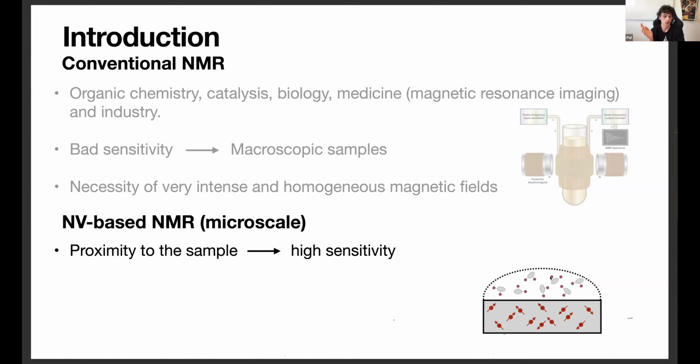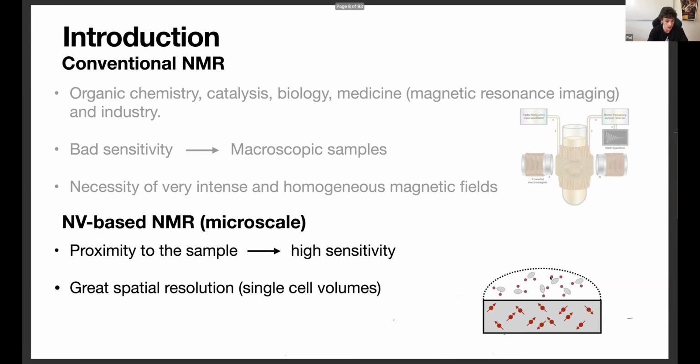So in other words, their proximity to the sample makes them very sensitive to the sample. So you can reduce a lot the volume that you want to study. Now, another trait of them is that they have great spatial resolution, meaning that you can distinguish up to single cell volume. So if you have different cells there, maybe you can distinguish the difference between one cell and the other. So this is quite a good trait, which again, is quite difficult in standard NMR.